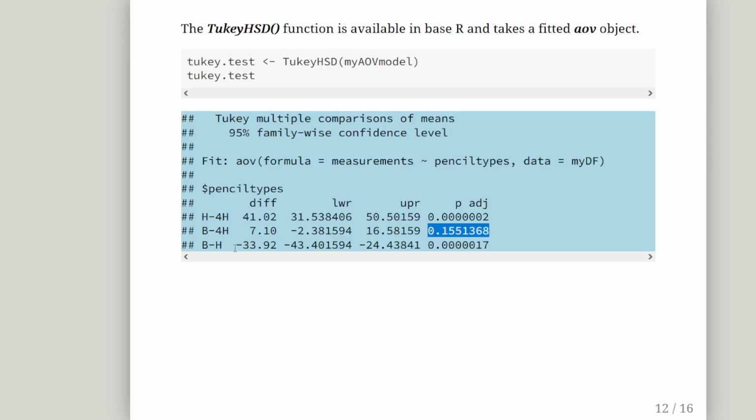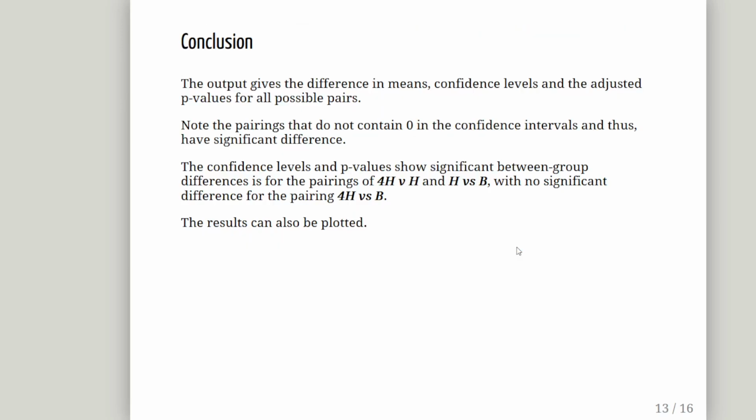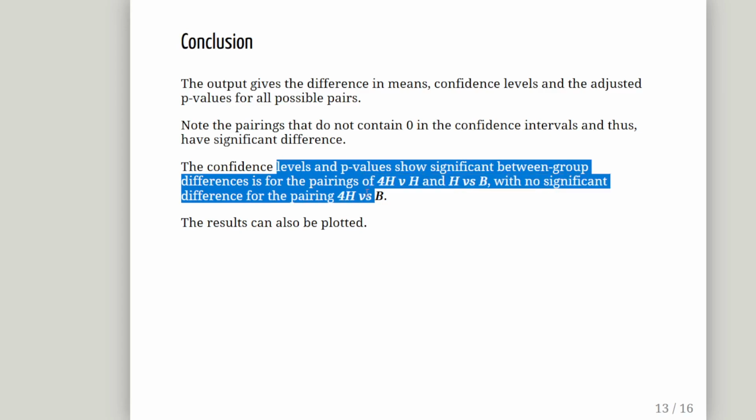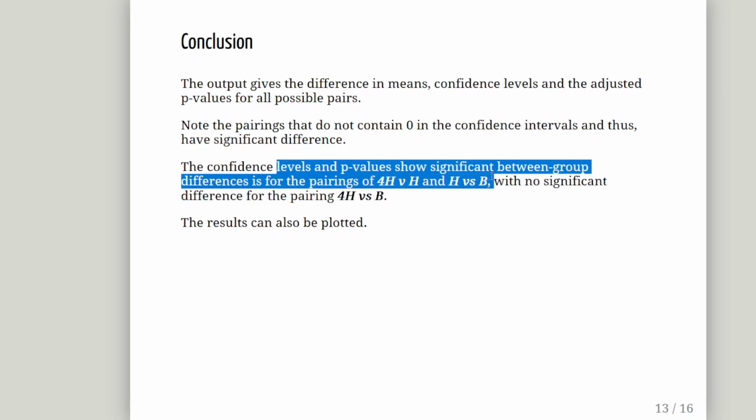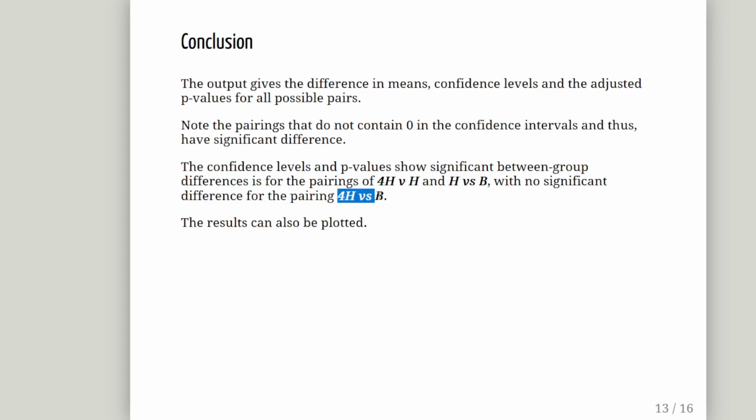B and H, the expected value is minus 33.92, with a confidence interval from minus 43.40 to minus 24.44, and again, that's also significant. So there are significant differences between H and 4H and B and H, but not between B and 4H. So in conclusion, the confidence levels and p-values show significant between-group differences for the pairings of 4H and H and B and H, but no significant difference between 4H and B.